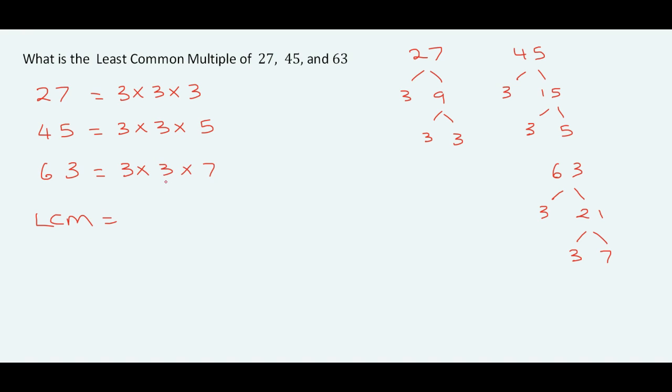So now we have 3, 5, and 7. For 3, we have 2 occurrences for 45 and 63, and 3 occurrences for 27. So we're going to pick the one with 3 occurrences: 3 times 3 times 3. Then we have 1 occurrence for 5 and 1 for 7. So this is going to give us 27 times 5 times 7. So we can say this is 27 times 35.